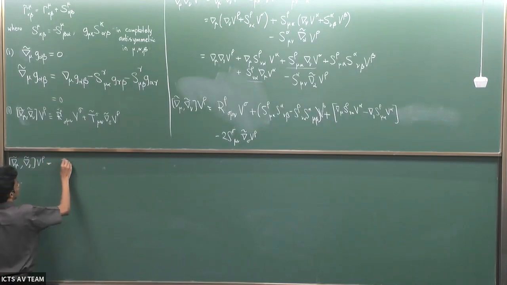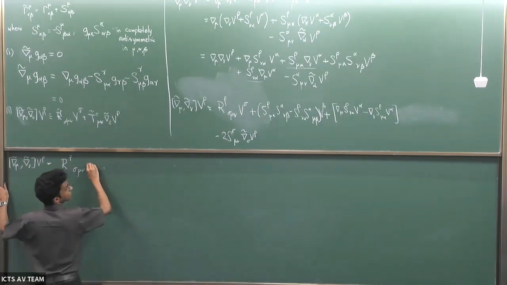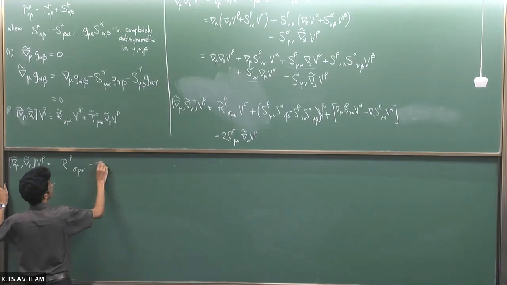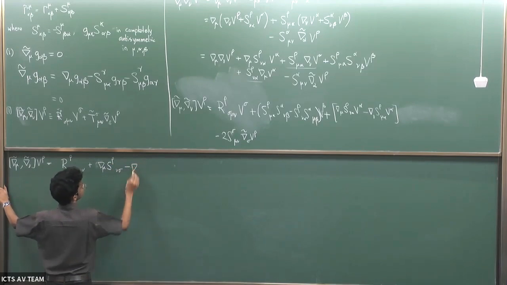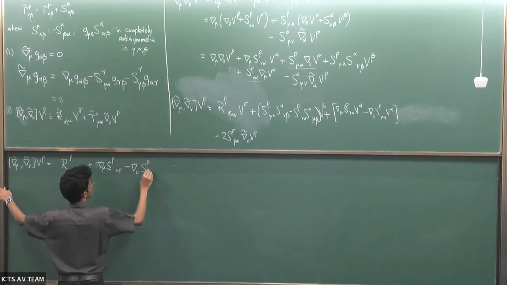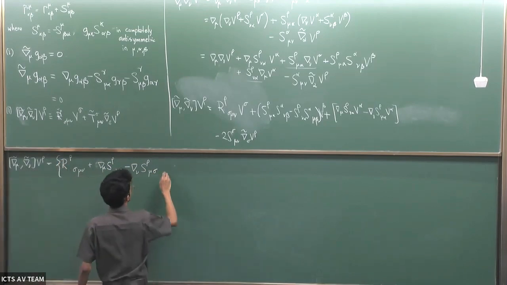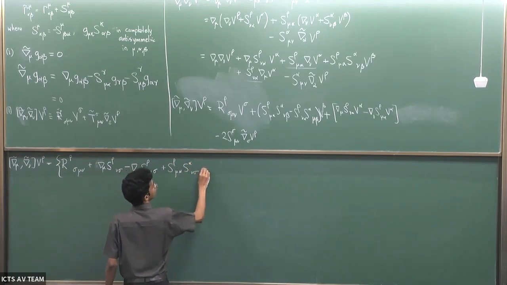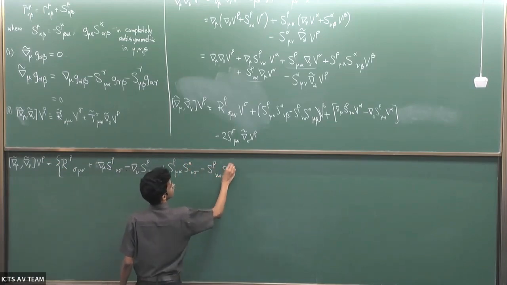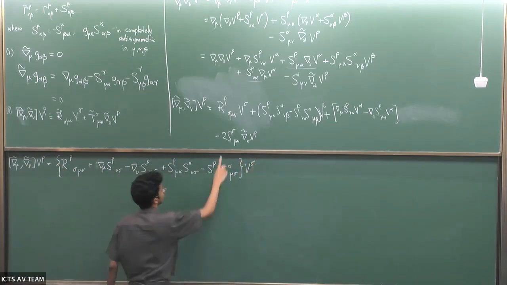Is equal to R rho sigma mu nu, this term. Then let me write this term now. So that's a plus del mu S rho nu sigma minus del nu S rho mu sigma. And then let me write this term plus S rho mu alpha S alpha mu sigma minus S rho mu alpha S alpha mu sigma. That whole thing times V sigma plus this term.